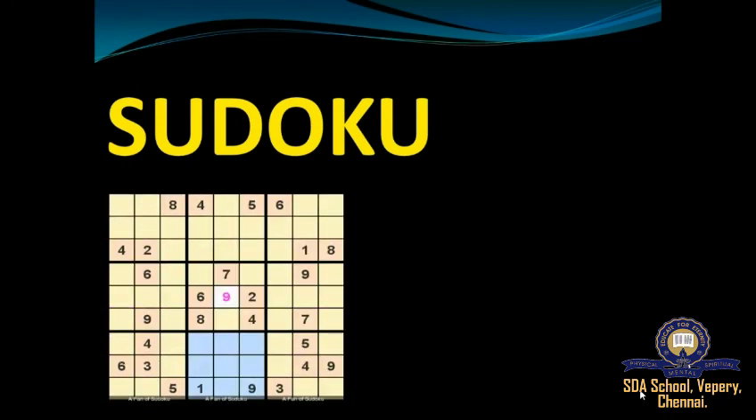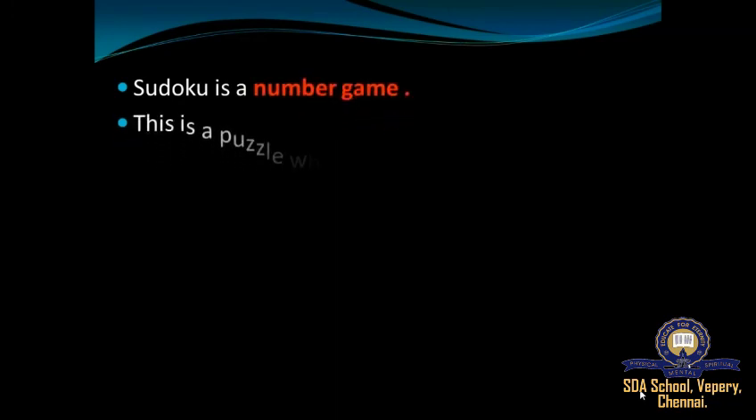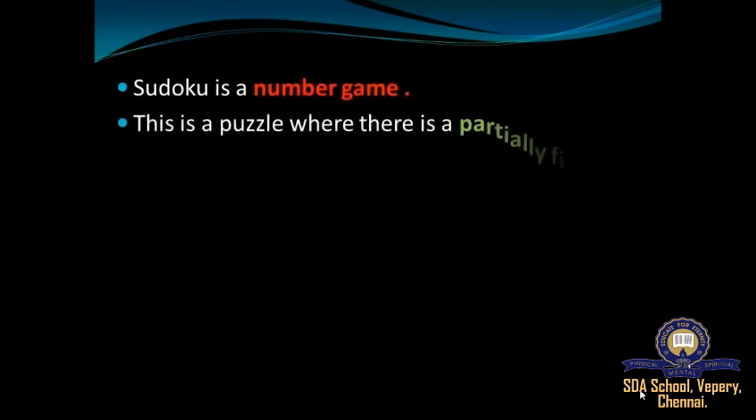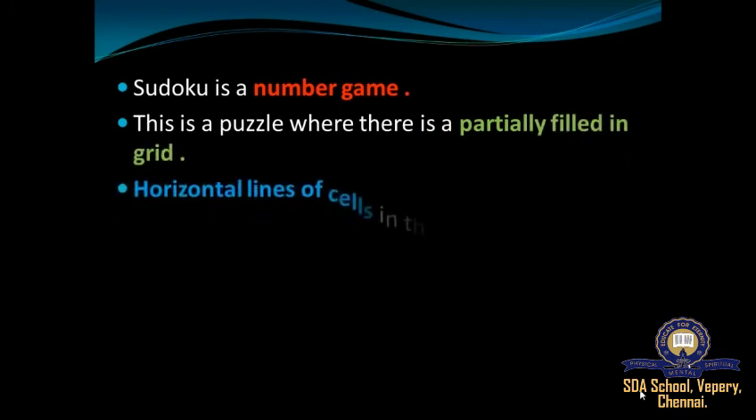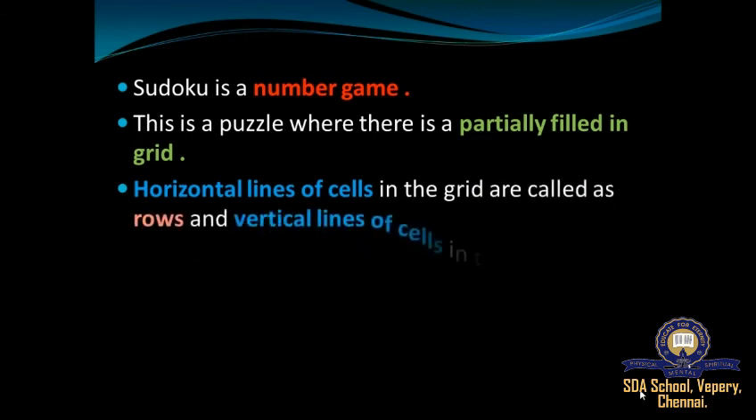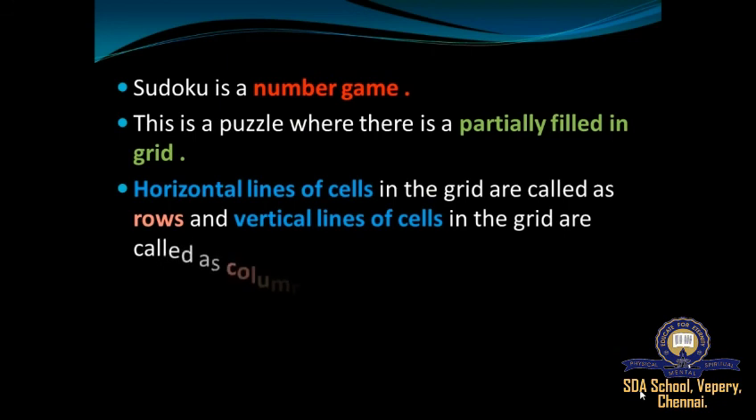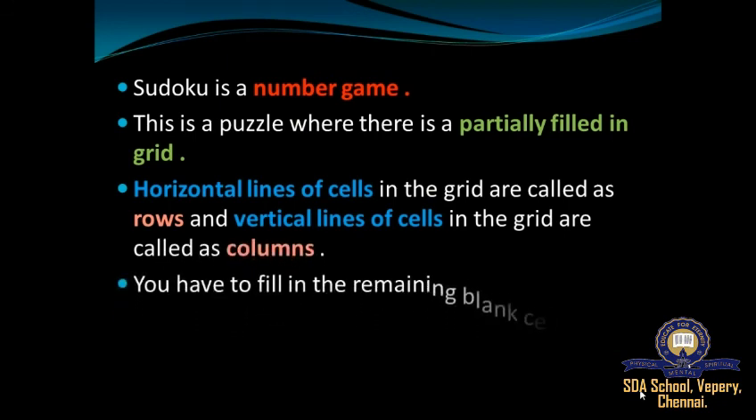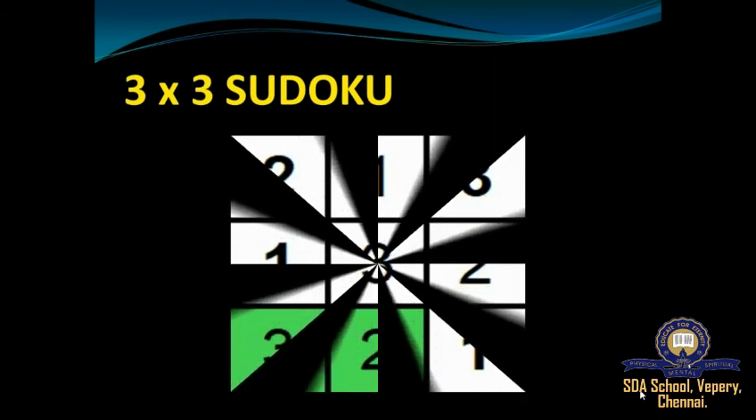And next we moved on to Sudoku, right? So what is Sudoku? It is a number game, right? So it is a puzzle in which the numbers are partially filled in the form of a grid. Okay, so the horizontal lines of cells are called the rows and the vertical lines of cells are called the columns. Okay, so you are supposed to fill in the remaining blank cells. Okay, so this is Sudoku. And next we saw a 3x3 Sudoku, right?